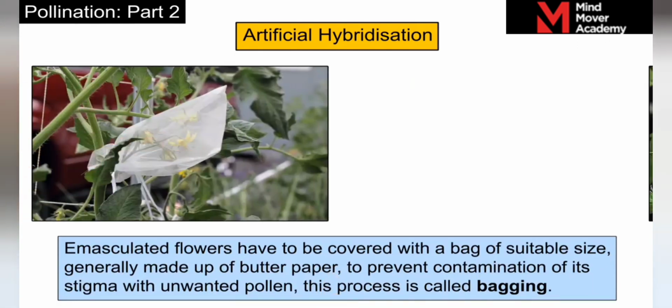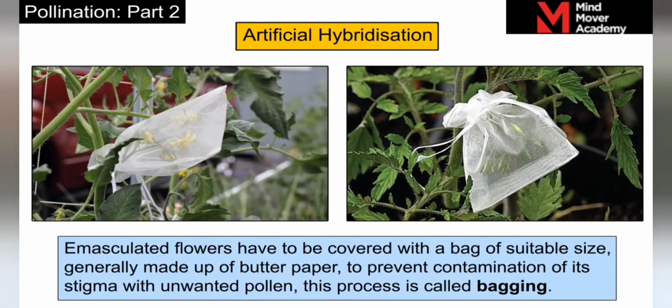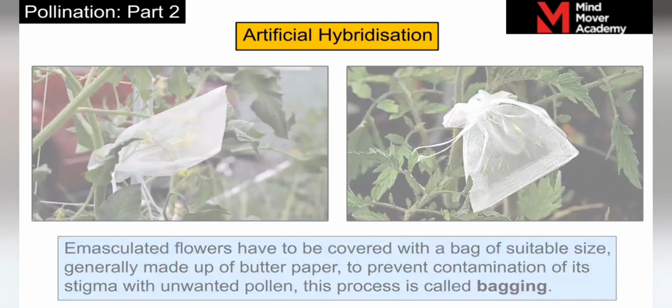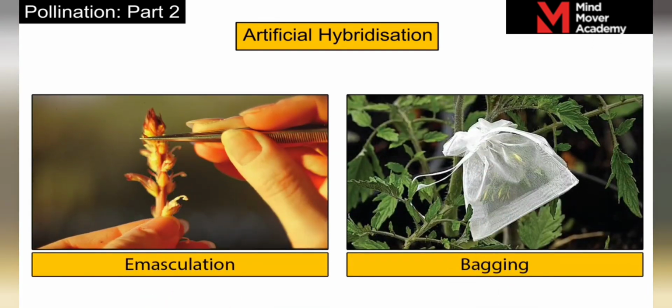Emasculated flowers have to be covered with a bag of suitable size, generally made up of butter paper, to prevent contamination of its stigma with unwanted pollen. And this process is called bagging. This ensures that the flower is pollinated by pollen grains obtained from desirable varieties only. When the stigma of that flower attains receptivity, mature pollen grains collected from anthers of the male parent are dusted on the stigma, and the flowers are rebagged, and the fruits are allowed to develop.